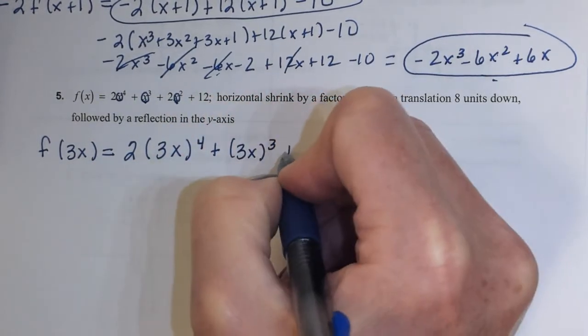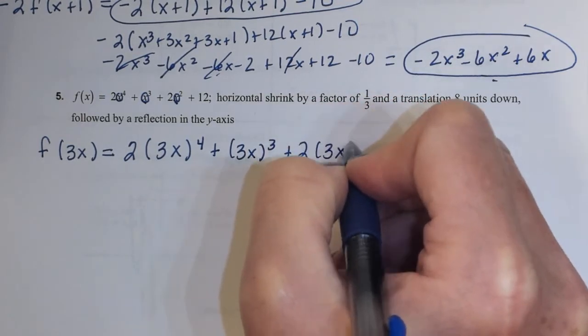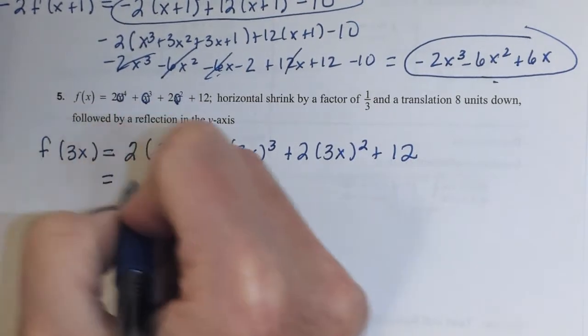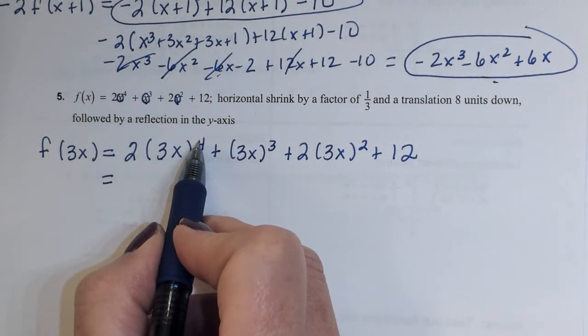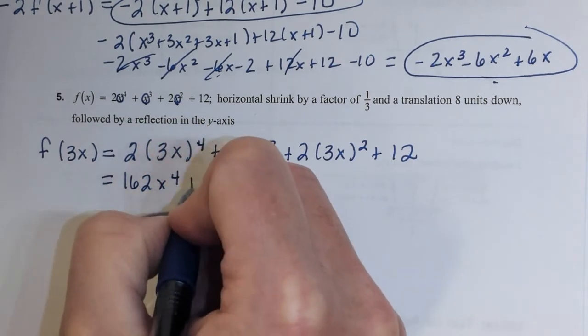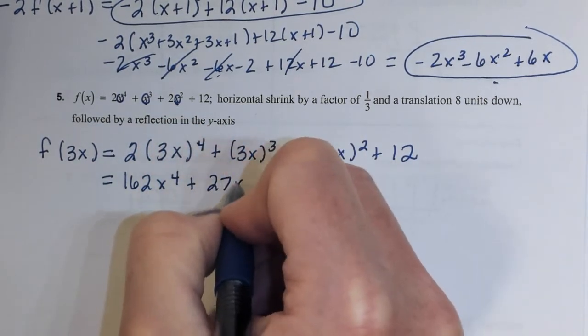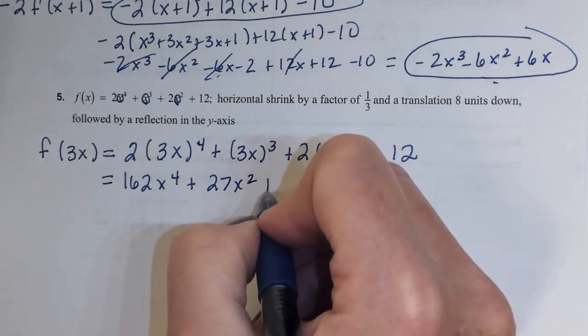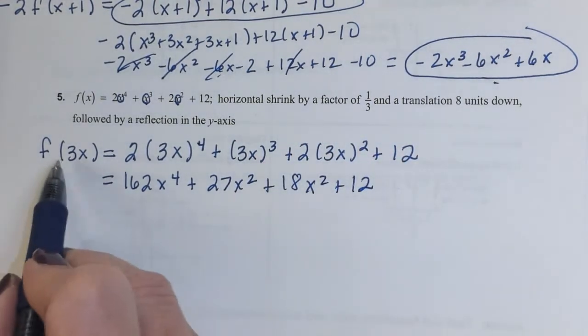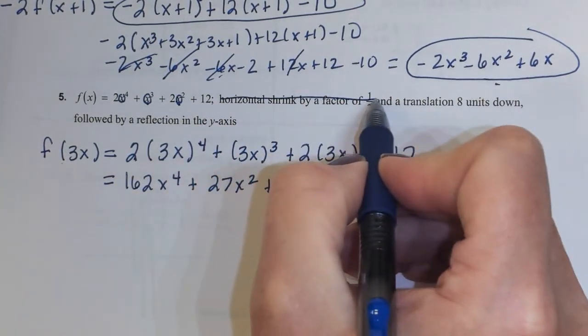Now this one they would expect you, I'm sure, to multiply out because it's really not that difficult. The last one's more difficult. So I'm going to go ahead and do that. 3 to the 4th is 81 times 2 is 162. 3 cubed is 27. 3 squared is 9 times 2 is 18. Okay, so I did that. So I did this part.